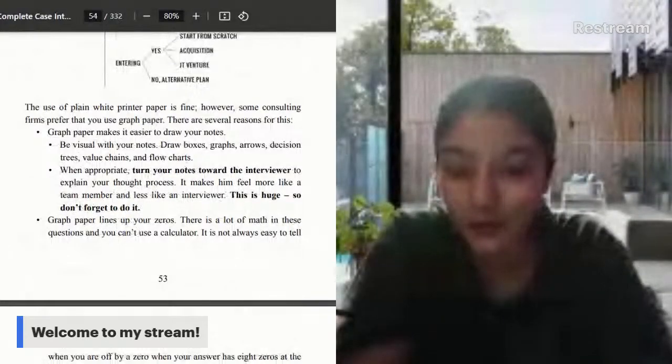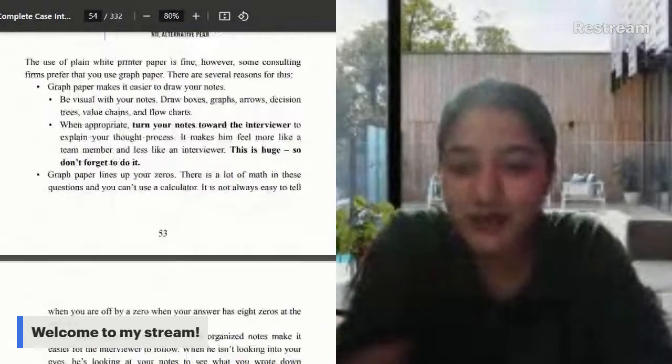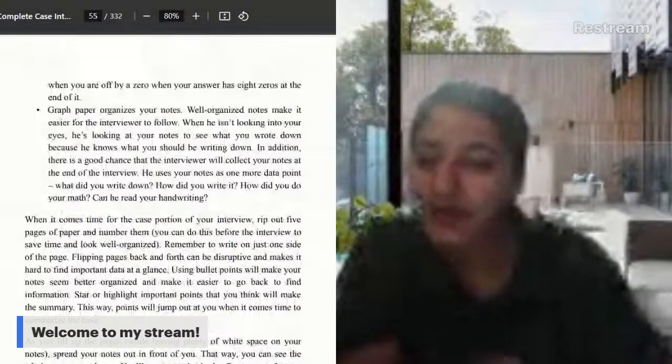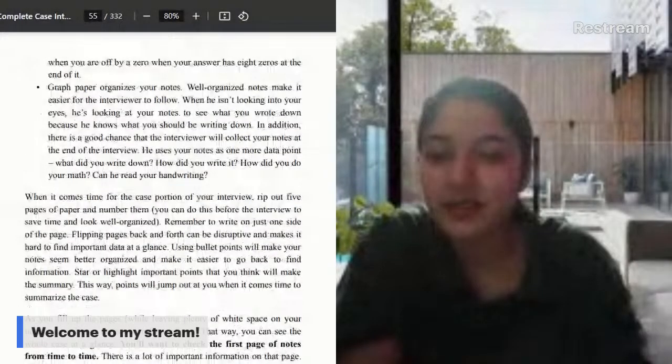Graph paper lines up your zeros. There is a lot of math in these questions and you can't use a calculator. It's not always easy to tell when you are off by a zero when your answer has 8 zeros at the end of it. Graph paper organizes your notes.